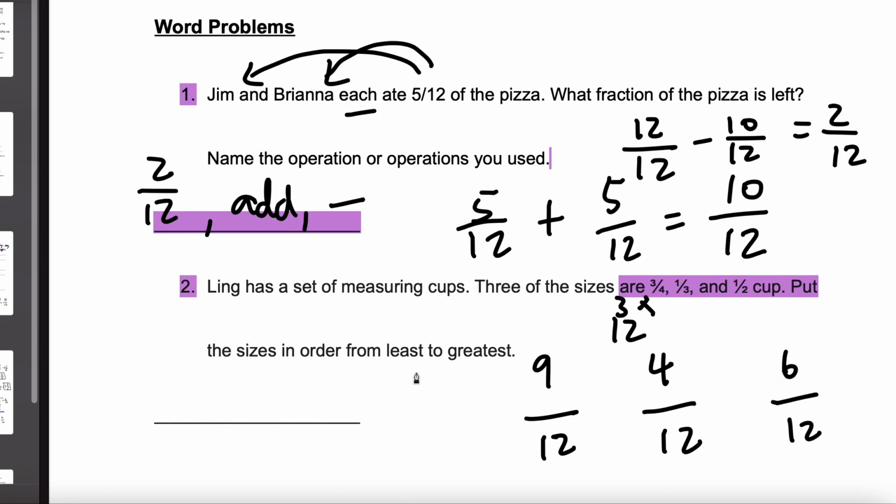So to list them from least to greatest, 1/3 is the least. And then we have 1/2. And the greatest is 3/4.